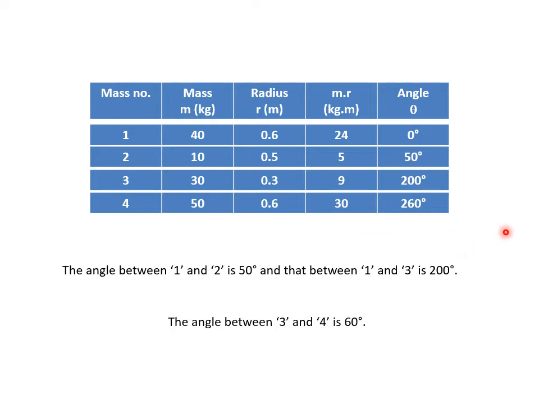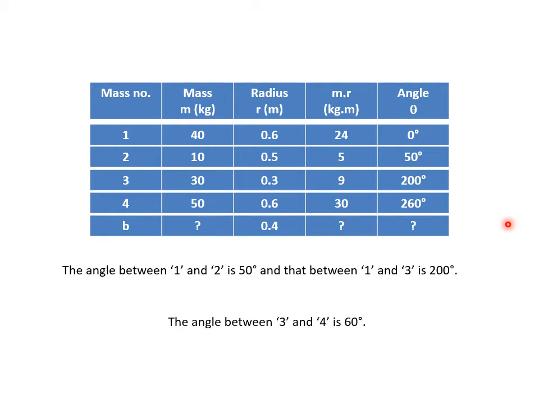And finally we are interested in the balancing mass MB. The radius of the balancing mass is given, so we add a fifth row where B is the mass. MB is not known, radius is known to be 0.4, MR is not known, and the angle is not known. So our aim is to find the angle and the mass with the help of MBRB. This is what we are going to do in this problem.